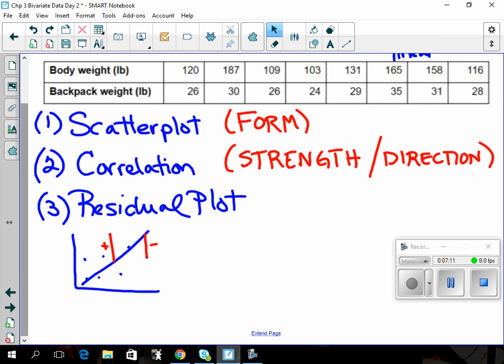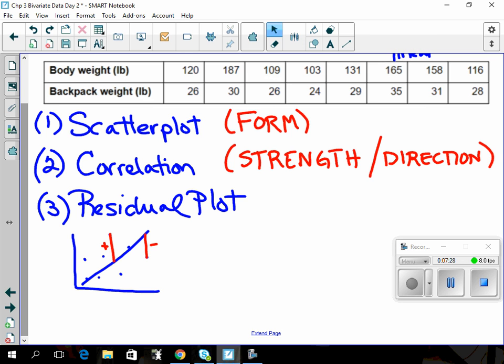And the sum of all of those residuals together should be approximately what? 0, because you'll have some positives and some negatives. So that's not the actual residual plot. This is just an example of what the residual numbers might be.